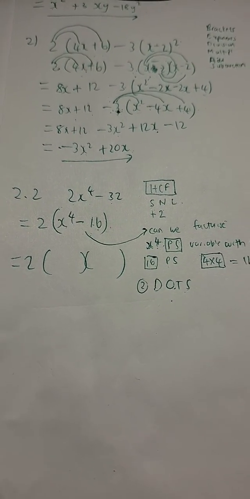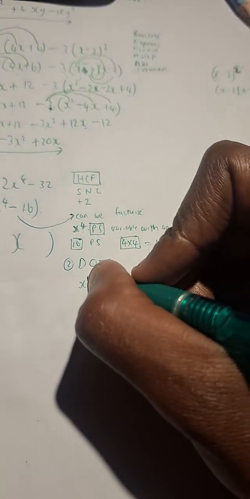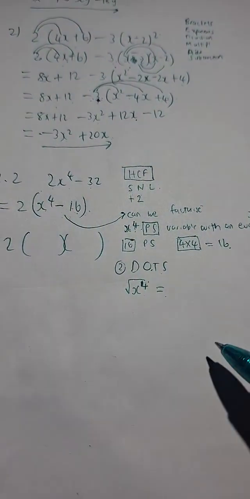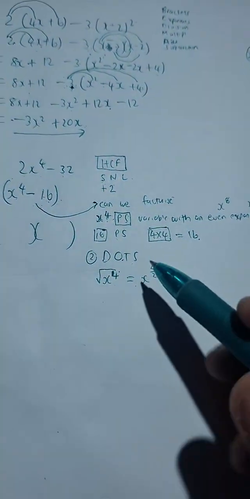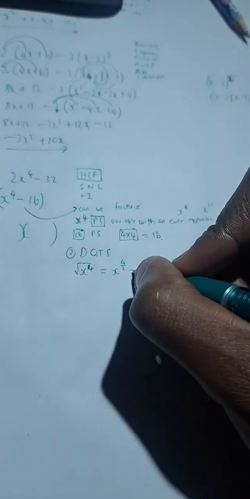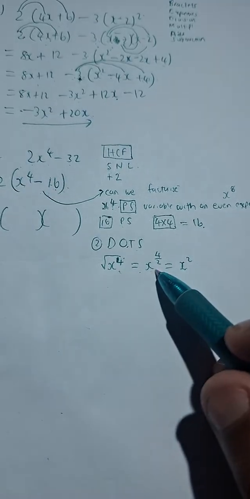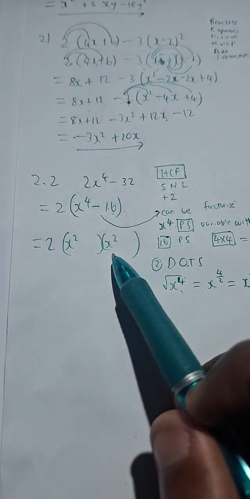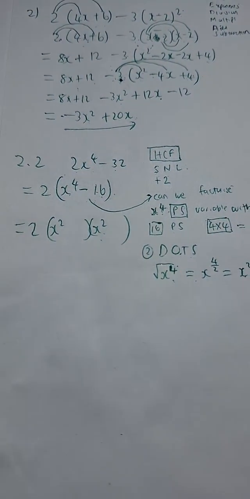Now, we take our first perfect square, which is x to the power 4, and we ask ourselves, what is the square root of x to the power 4? X to the power 4 is the same thing as x to the power 4 divided by 2. What does that give us? X to the power 2. This is the square root of x to the power 4. It's x squared. So I'm going to write x squared and x squared for both of my brackets as my first term in each bracket. Make sense?